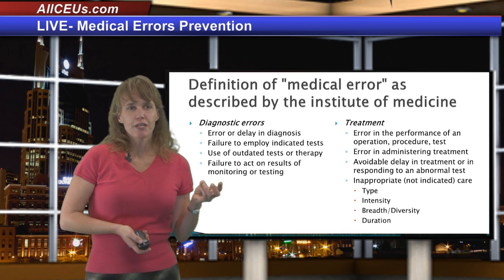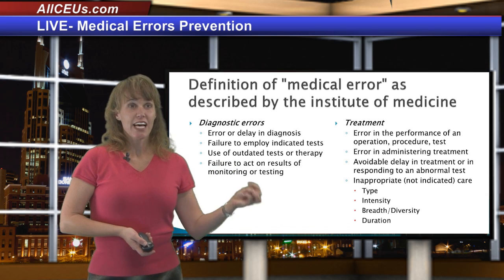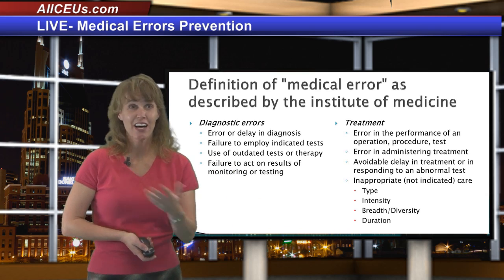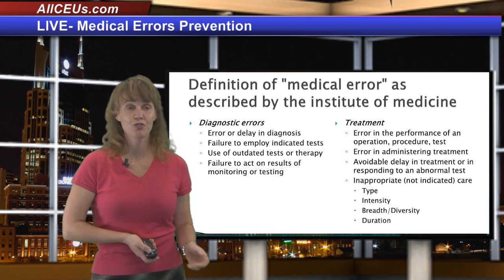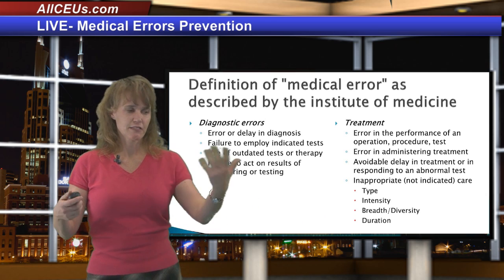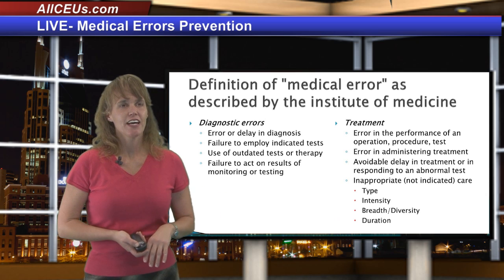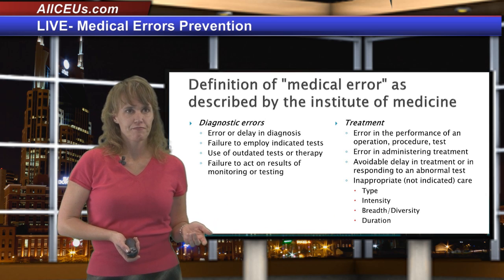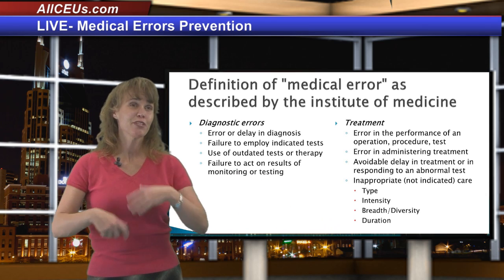Avoidable delay in treatment or in responding to an abnormal test happens because you're behind on your paperwork, because your caseload is too large. For whatever reason, you find this test coming up and you don't do anything about it because you don't know about it, because you didn't bother to read it.